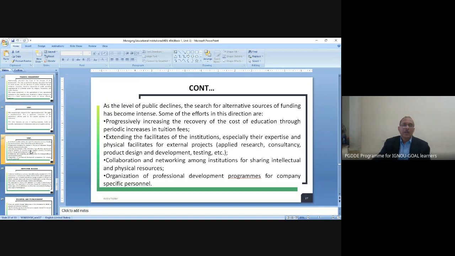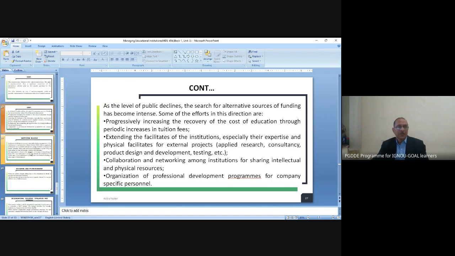When I am not getting a grant, naturally as a head of the institute, what I see is: let me recover the total cost from the students, which means the student fee will be hiked. That's one of the only ways left in front of me as an institutional head. Then there is extending the facilities of the institution and their expertise, collaboration and networking among institutions, sharing intellectual resources, and the organization of professional development programs. All these things matter under financial management. So these are the issues which one has to take care of.